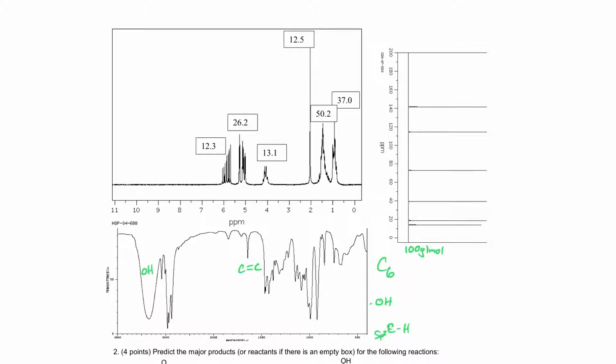And already it gave me a lot of information, right? I have some more information about the formula. I know there's at least one O in it. And I know that there's a double bond of some sort in this formula, a CC double bond.